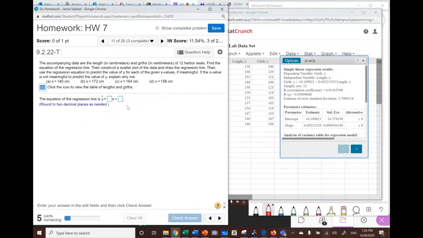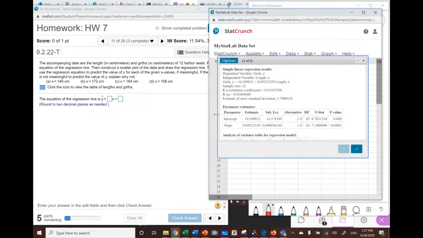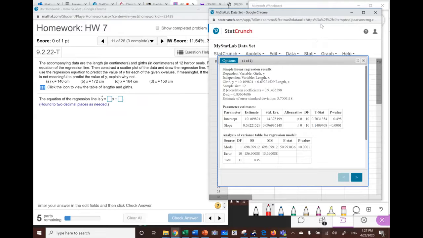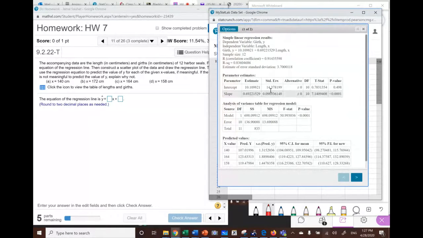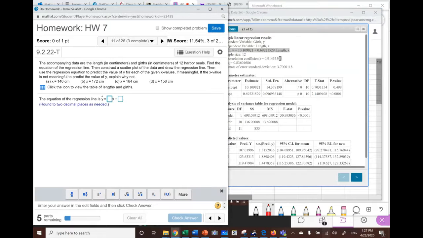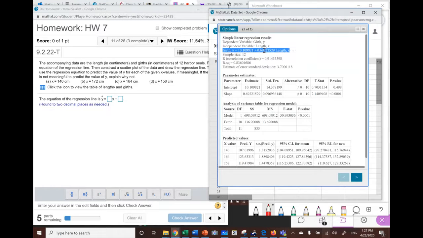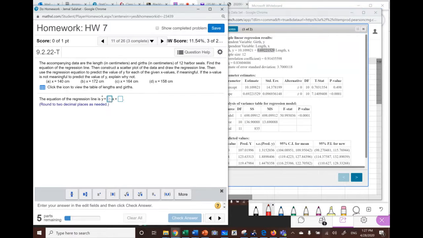So let me go back in here. What is the equation? Let me drag this up. The equation that I got in here, in blue, y hat, or the girth, notice that we're going to start with the x first. So we're going to start with the second part here. We got the slope first. The slope to 3 decimal places is going to be 0.692, and the intercept is going to be 10.11.